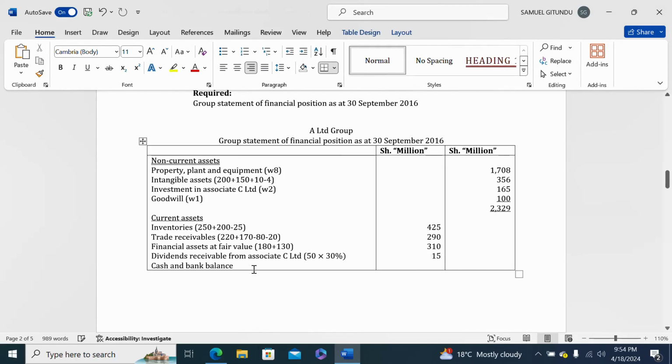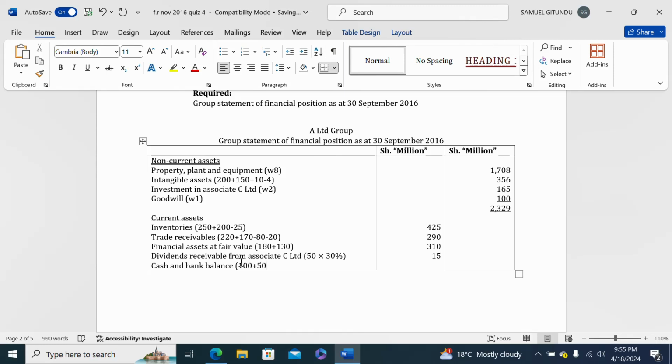Then we go to the cash and bank balance. The cash for A is 100 million. We add the cash for B, which is 50 million.